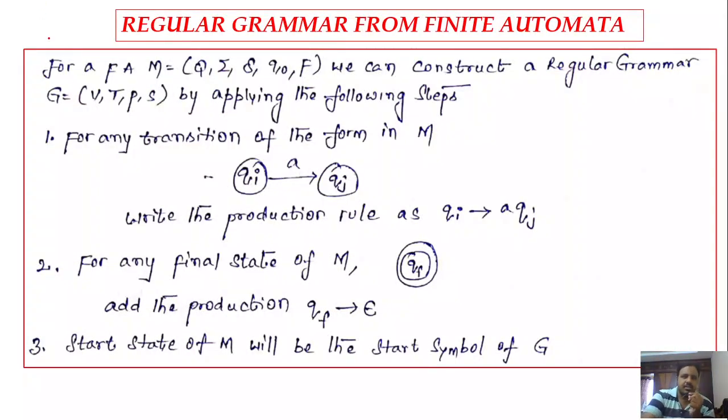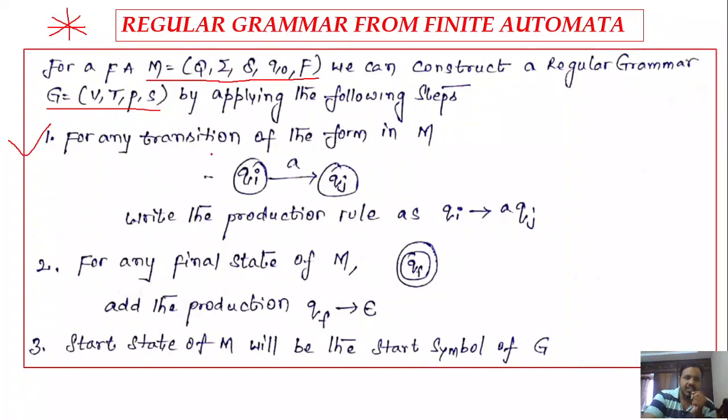Next, second, here we are going to construct regular grammar from the finite automata. So you are given the finite automata M = (Q, Σ, δ, q0, F), and from that finite automata M we must produce the regular grammar G = (V, T, P, S): set of variables, terminals, production rules, and start symbol. To convert the finite automata into the regular grammar, we have to follow three steps. Just observe.